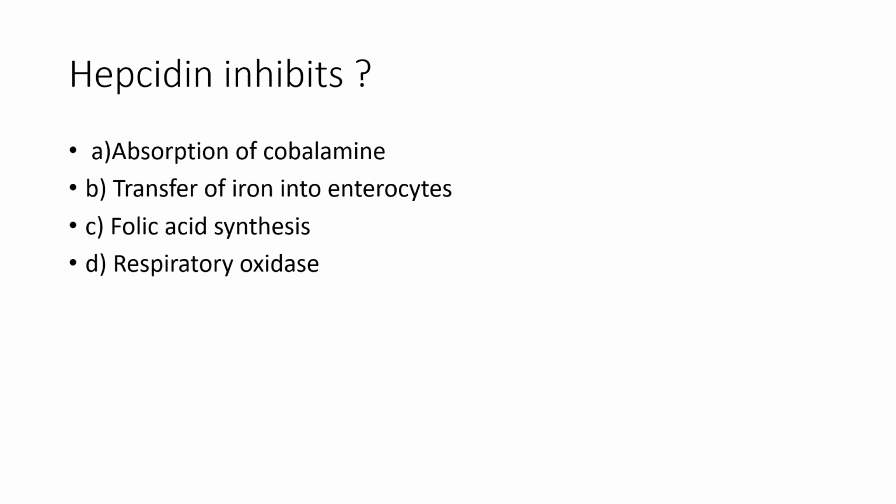Hepcidin inhibits: option A, absorption of cobalamin; option B, transfer of iron into enterocytes; option C, folic acid synthesis; and option D, respiratory oxidase. So pause and guess the answer.